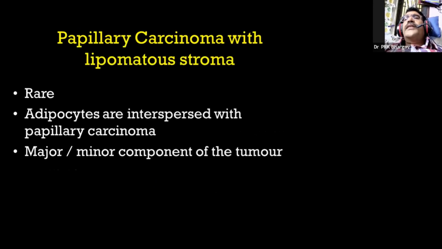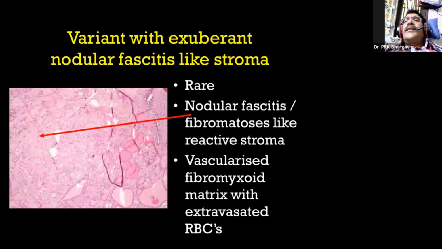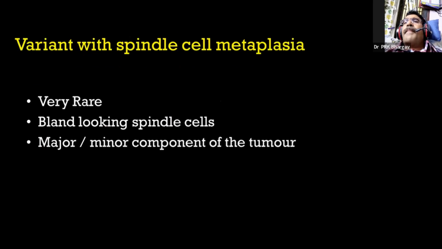We are going to other features. The papillary carcinoma with lipomatous stroma. This is another rare variant with interspersed adipocytes. Next. Another very rare variant is with exuberant nodular fasciitis-like stroma, very hard with sclerotic fibromyxoid matrix. Next. Variant with spindle cell metaplasia. Again, this is of academic interest.